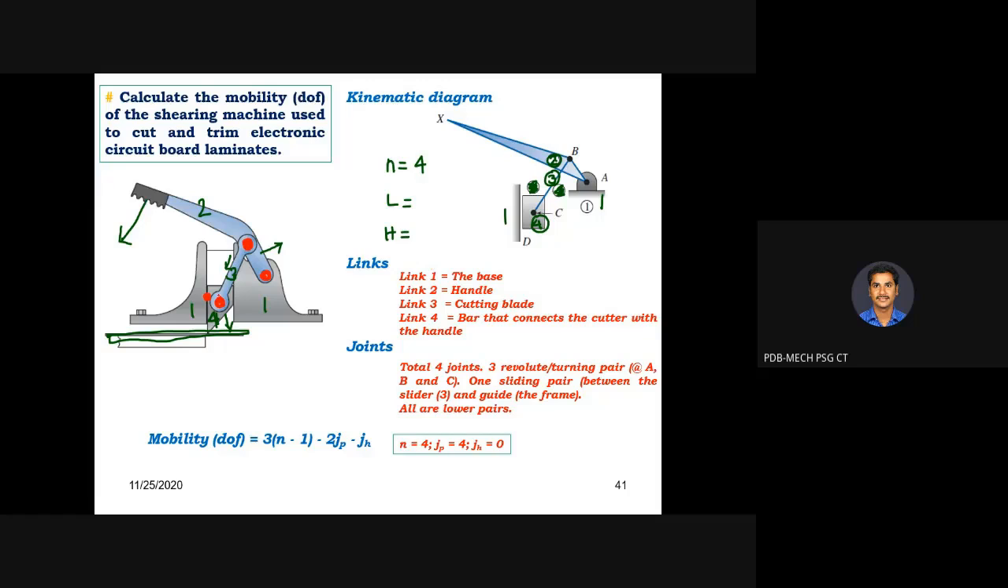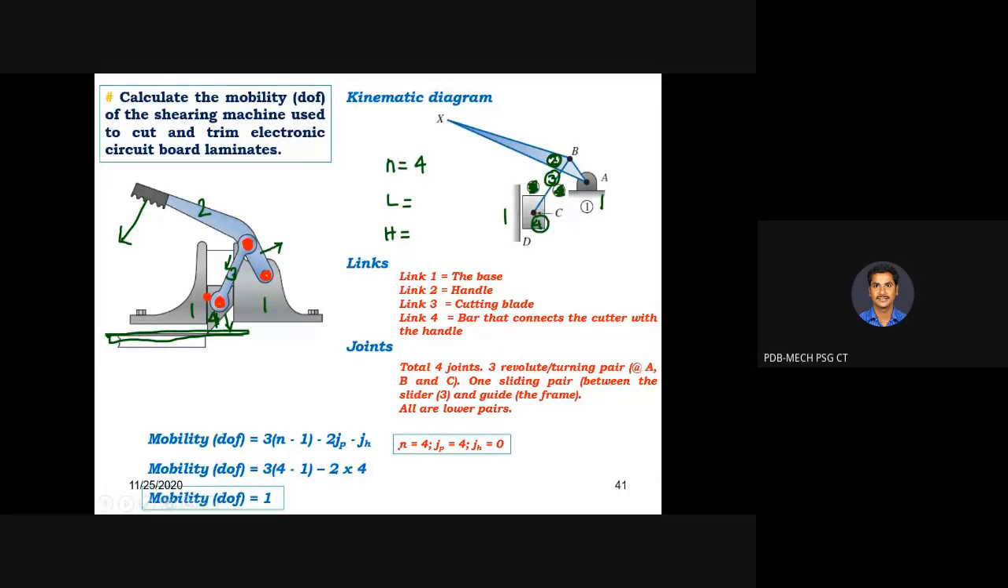So link 1 is nothing but the base, link 2 is your handle, and link 3 is your cutting blade. Link 4 is the bar that connects the cutter with the handle. So 3 and 4 are alternately mentioned here. So the number of links is 4, the number of lower pairs is 4, and there is no higher pair. So how much mobility will you get? Mobility is equivalent to 1, sir.